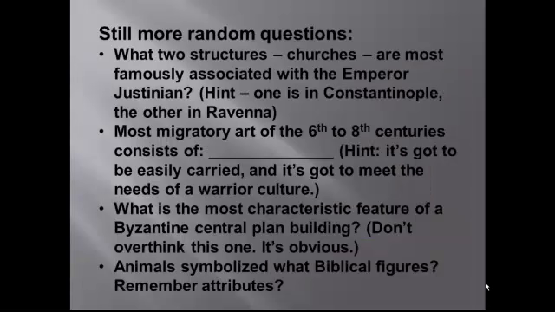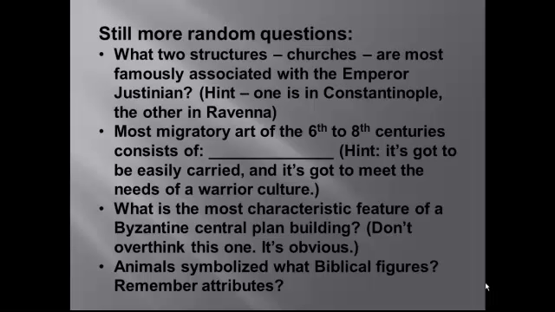We're getting toward the end. Some more random questions. What two structures, their churches, are most famously associated with the Emperor Justinian? Hint, one is in Constantinople, and we just looked at it. The other is in Ravenna, and we looked at it as well. At least we looked at its floor plan. Most migratory art of the 6th to 8th centuries consists of, hint, it's got to be easily carried and it's got to meet the needs of a warrior culture. I don't think you'll have trouble figuring out the answer to that one.